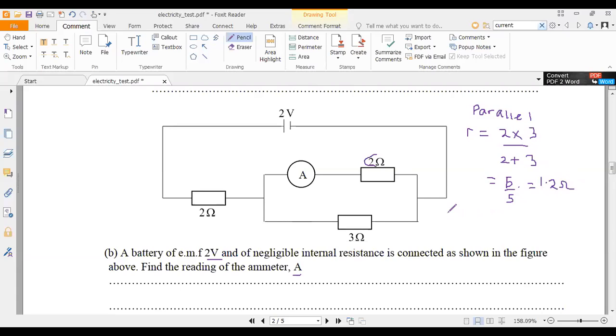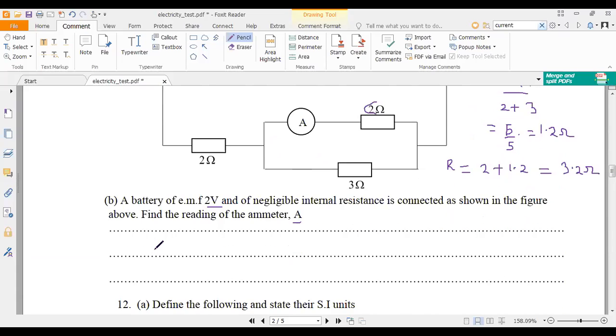So this means that the effective resistance in the entire circuit will be given by 2 ohms, which is in series with these 2 combined. So it will be 2 plus 1.2, and this will be 3.2 ohms. Okay, since the cell here has negligible internal resistance, it's equivalent to 0. So you can go ahead and look for the current through the whole circuit.